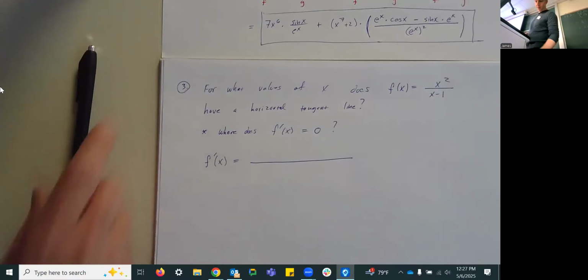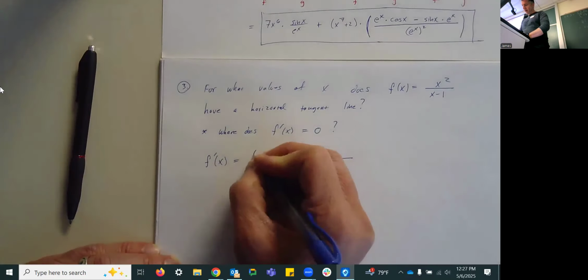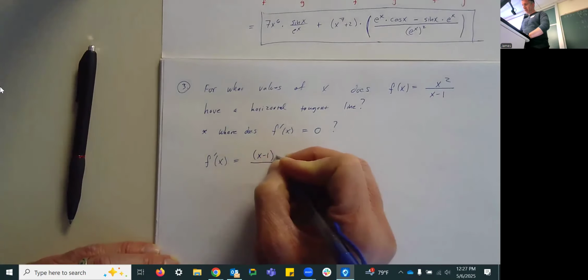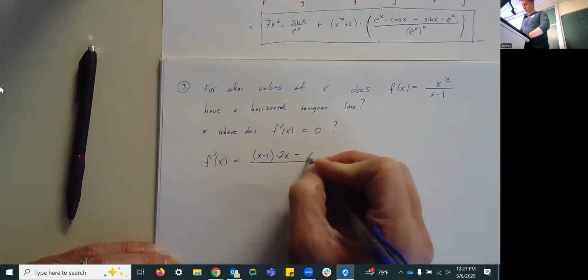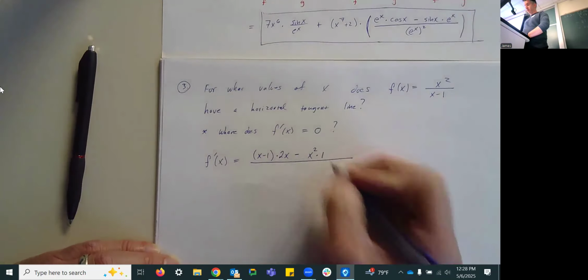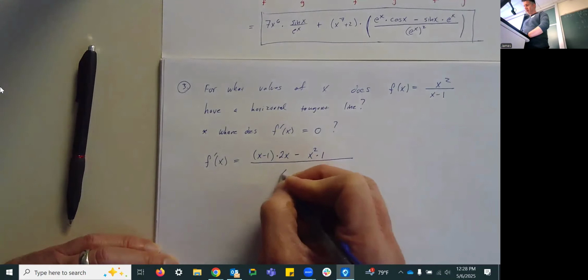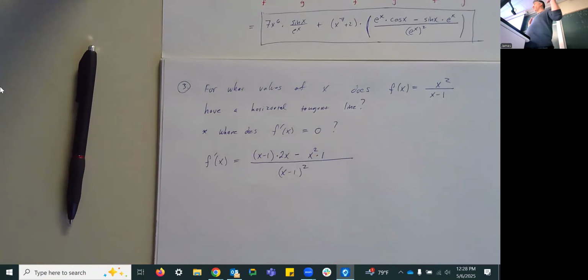So again, if you're saying it how I like to say it, I'm going to write it as the bottom function x minus 1 times the derivative of the top minus the top function x squared times the derivative of the bottom, which is just 1, all divided by the denominator squared. And normally we would just stop there. But since in this case we're trying to set this thing equal to 0 and solve for x, we really do need to simplify this expression as much as possible.